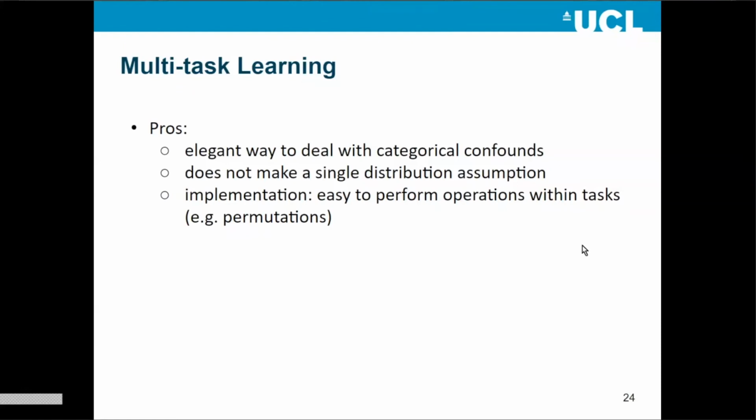And that also is going to take care of things like permutations, because permutations are going to happen naturally within each of those subgroups as well. So you're going to have a better controlled model when you're doing that. But of course, it has limitations.